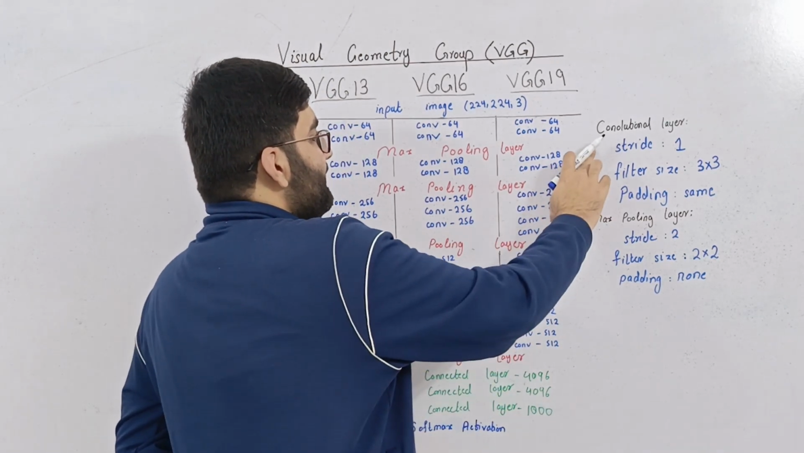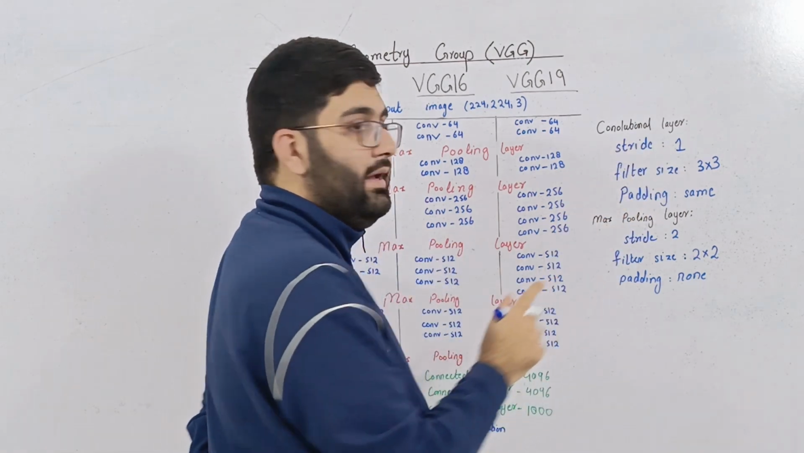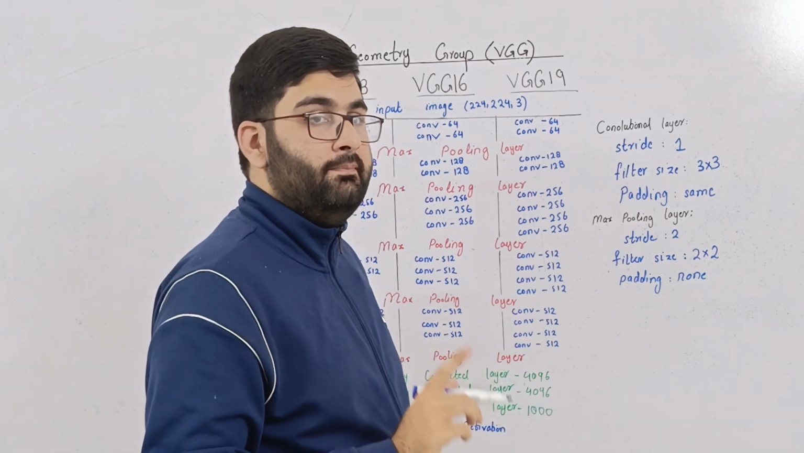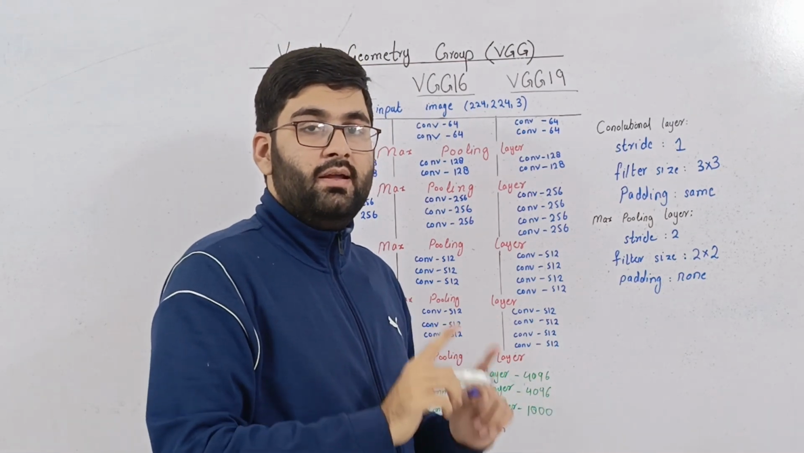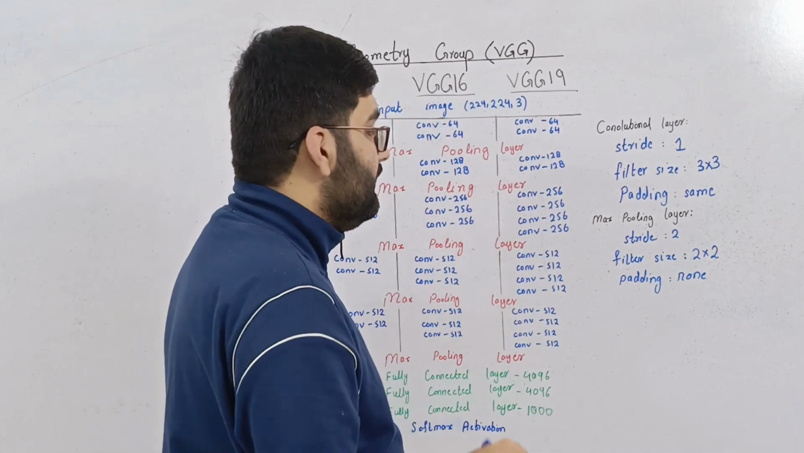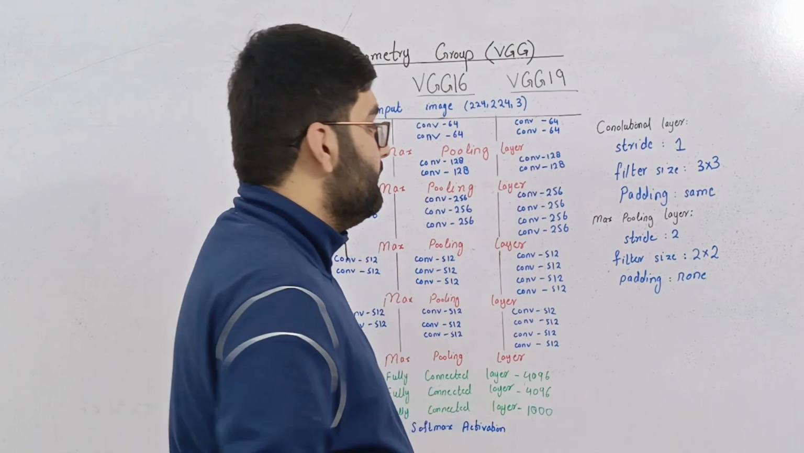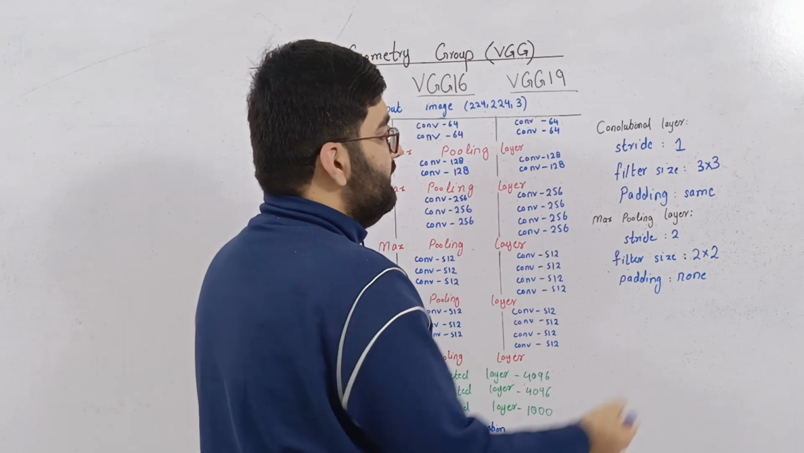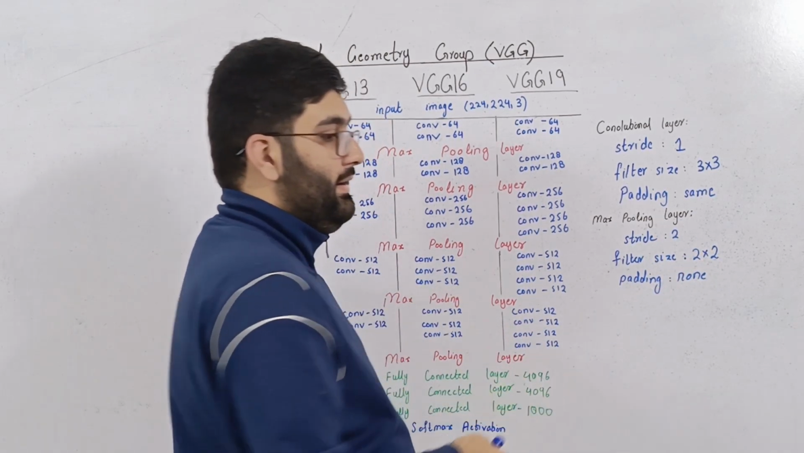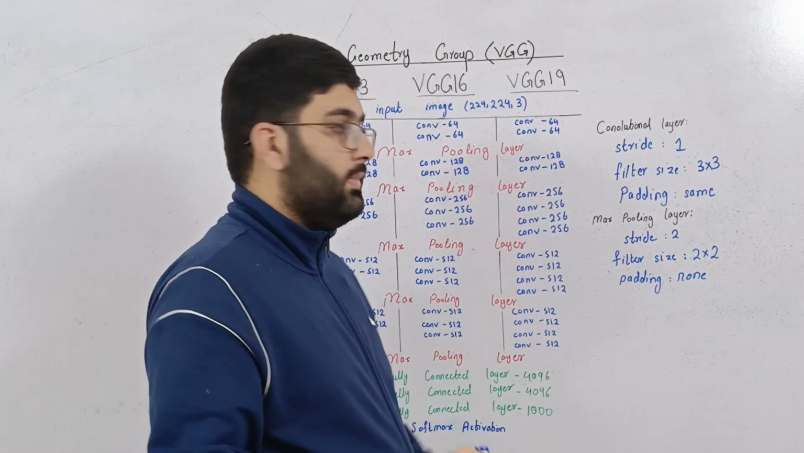For the convolutional layer, the stride used by VGG is 1, the filter size is 3 by 3 and the padding is the same. Same padding means that one layer of zeros is being added, and the purpose is to keep the output dimensions the same as the input dimensions. Now for the max pooling layer, the stride is 2, the filter size is 2 by 2 and there is no padding. That means no extra addition of any zeros.